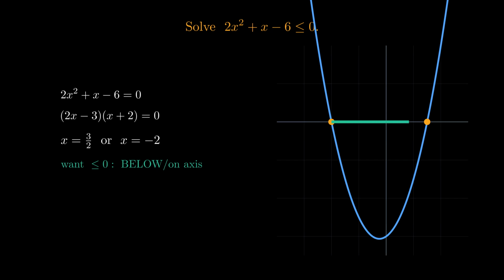So the answer is −2 ≤ x ≤ 3/2. Because the sign is less than this time, we take the inside. And because it's an equal to, the endpoints are in. So we use closed inequalities.